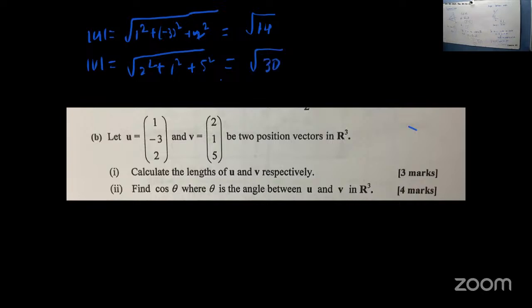Anybody get that? 30. You'll get those two values. And then theta will be... Oh wait, let's try and do that V one time.